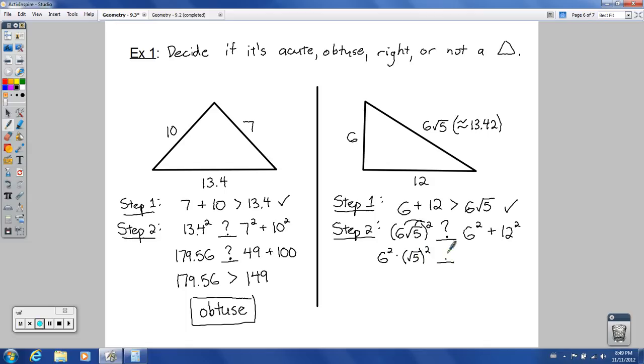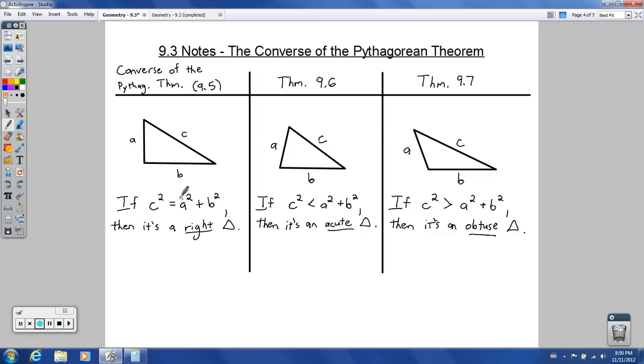What is that compared to 6 squared, which is 36, plus 12 squared, which is 144? So what is 6 squared? That's 36. And what do squares and square roots do to each other? They cancel each other out. So we have 36 times 5 compared to, this adds up to 180. What is 30 times 5? That's 150. What's 6 times 5? That's 30. So we have 180. What is 180 compared to 180? It's equal to 180. And so what do we have here? Go back to our theorems. This one is equal. So we have an actual right triangle.